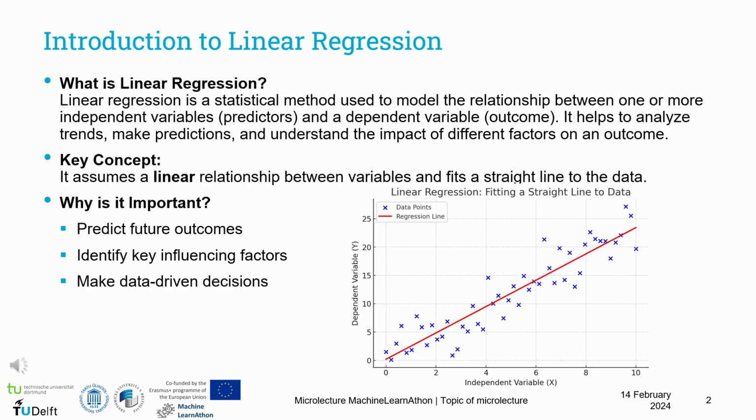Linear regression is a method used to model the connection between one or more independent variables, known as predictors, and a dependent variable. It allows us to uncover patterns, make forecasts, and support decision making. Fundamentally, it's based on the assumption of a linear relationship between the variables, typically illustrated by a straight line.